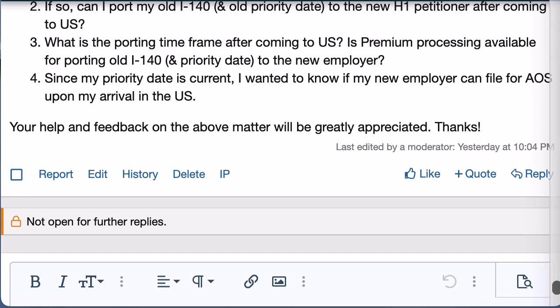If I were advising you, I would tell you, stick to your OPT, get your STEM OPT, and start looking for a job on STEM OPT. Forget about the H-1B.